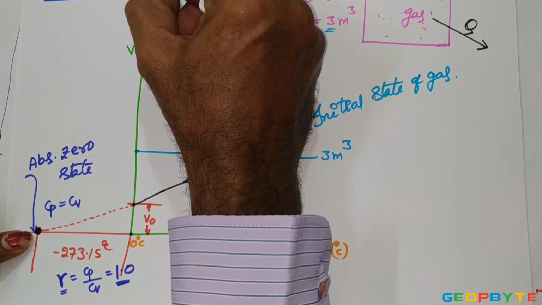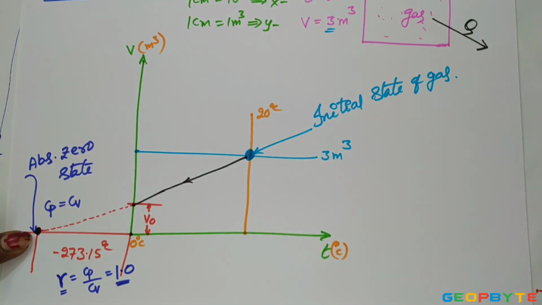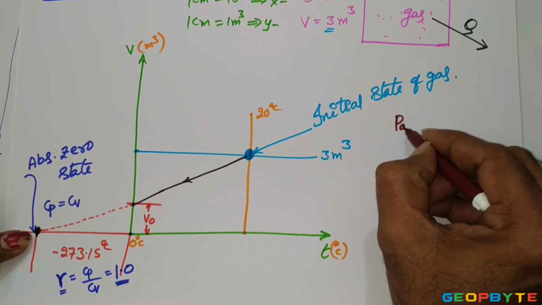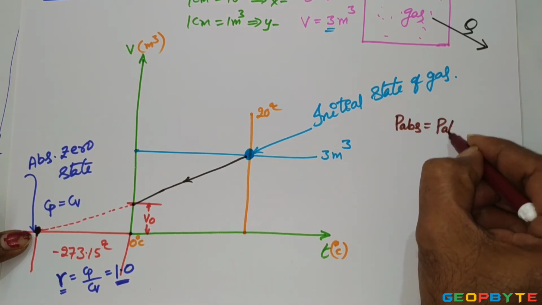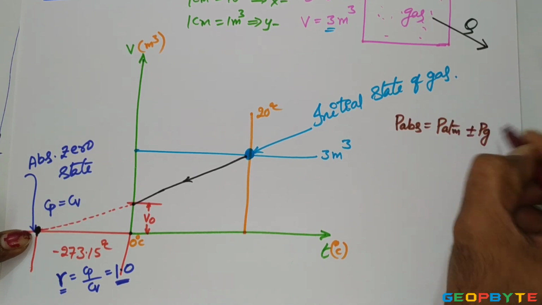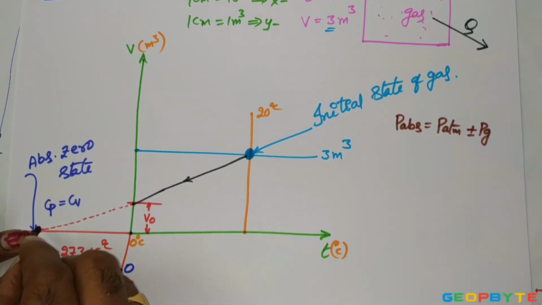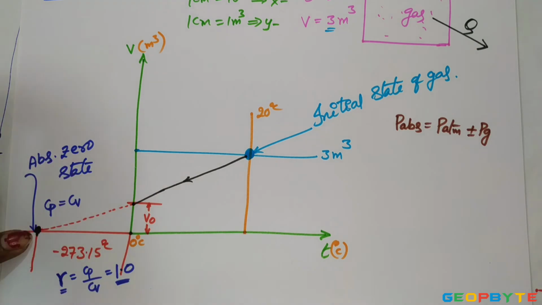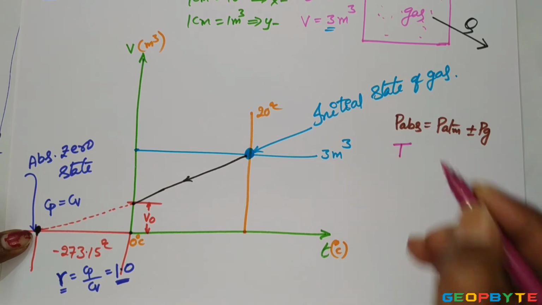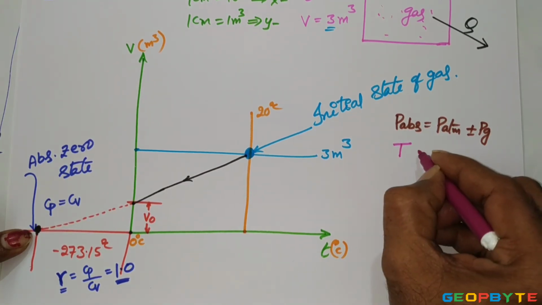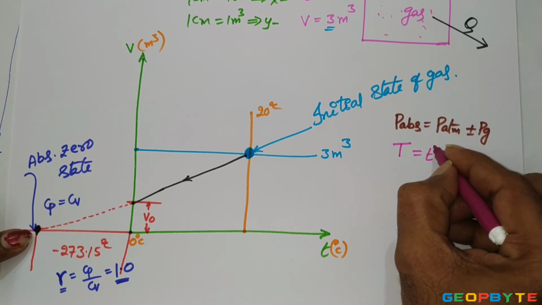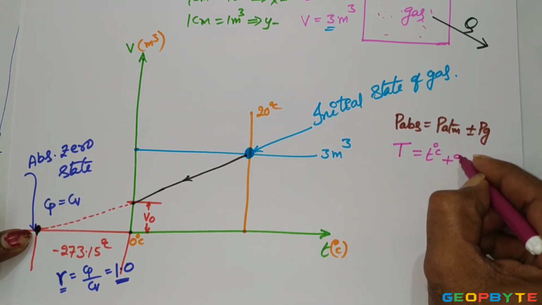The temperature at that state is called absolute zero temperature. Corresponding pressure is called absolute zero pressure. If you measure the pressure based on this absolute zero pressure, that pressure is called absolute pressure. That absolute pressure equal to atmospheric pressure plus or minus gas pressure. Similarly, the temperature which is measured based on this absolute zero temperature is called absolute temperature. Generally, absolute temperature is denoted by capital T. That absolute temperature equal to thermometer reading in degree centigrade plus 273.15.